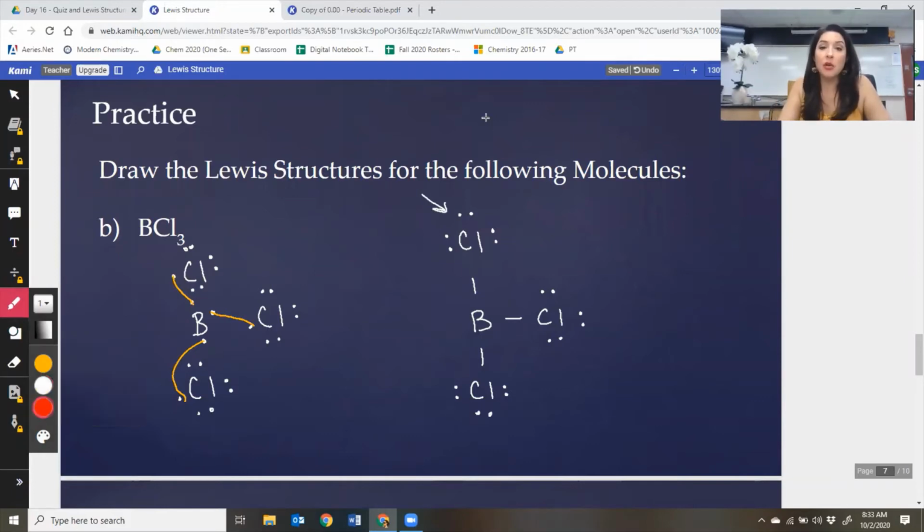Well, I see that chlorine has 2, 4, 6, and 8 total electrons, giving it a full octet. So nice and stable on each of these chlorines. Boron, on the other hand, 2, 4, only 6 valence electrons, but we've done our best to maximize and obey that octet rule for as many atoms as possible. So I would consider this a valid Lewis structure.